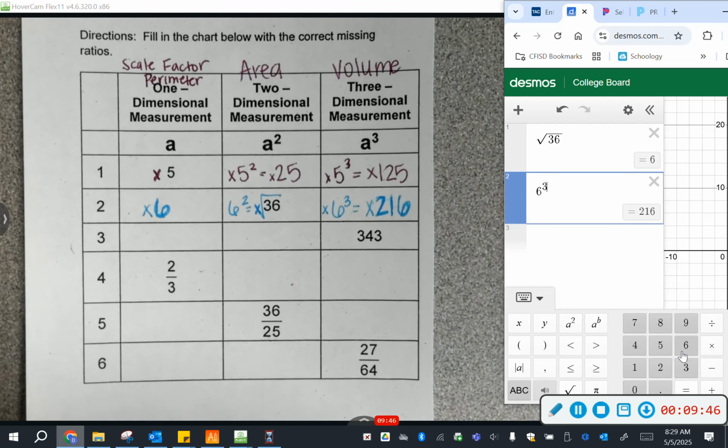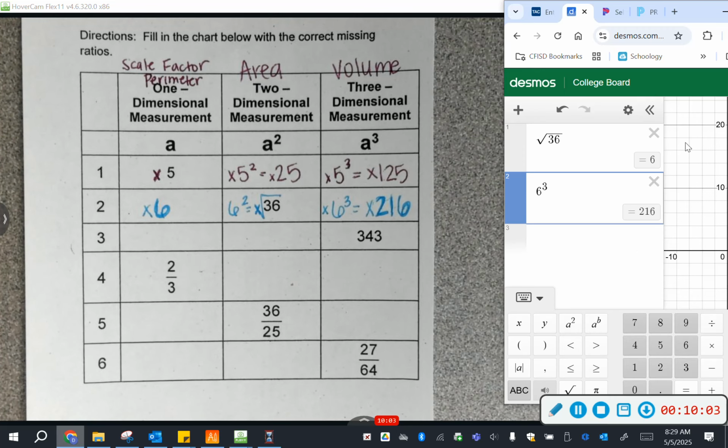What if I'm in the last column? How do I figure out what cube that is? So we're actually not going to square root. Square root's for the second column. But there is something called a cube root. Yeah, that exists. You'll learn all about that in Algebra 2.